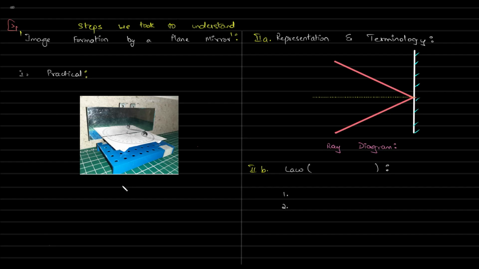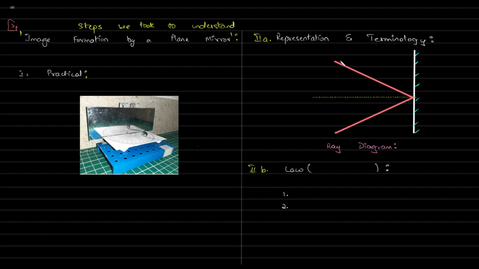In this section, we'll be looking at image formation via concave and convex mirrors. But before that, let's recap the steps that we took to understand image formation by a plane mirror. I began with talking practically about how an image is formed. When we look at a mirror, what kind of image do we see? So we have practical experience regarding plane mirrors.